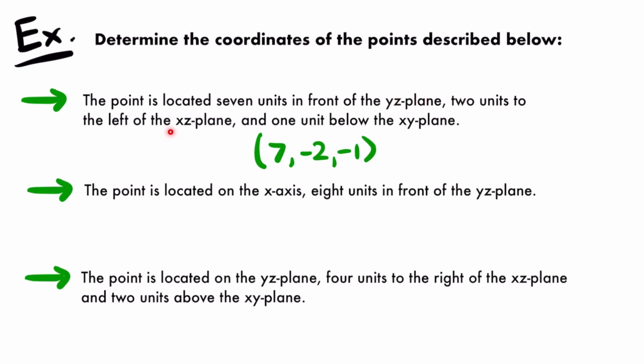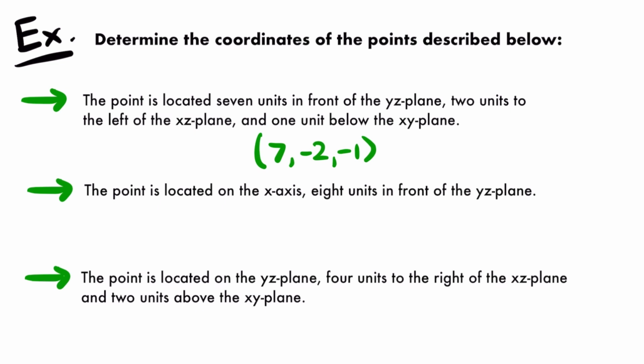If you're measuring from the xz plane, then we're talking about the y direction. The xz plane does not include the y-axis. And then if we're measuring from the xy plane, we're talking about the z direction, because the z-axis is not a part of that xy plane. All right, so hopefully that makes things a little bit simpler from here on out.